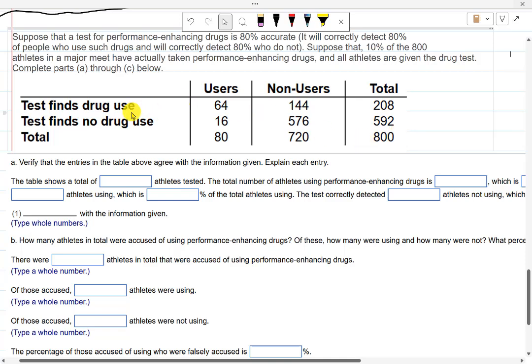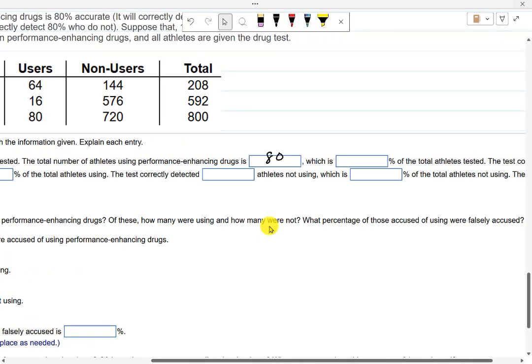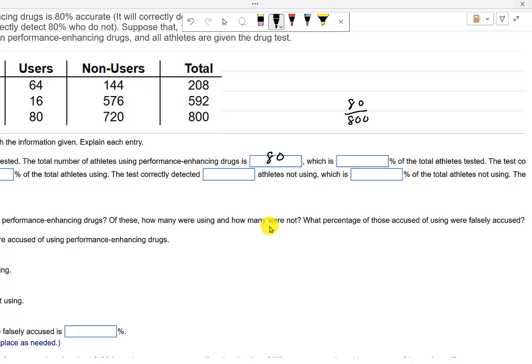So let's start with this. The table shows a total of blank athletes being tested. Well, that's just the 800 that's down here. The total number of athletes using performance-enhancing drugs is 80, which is blank percent of the total athletes tested. So 80 divided by 800 equals 0.10. So that does verify the 10% that they suggested.